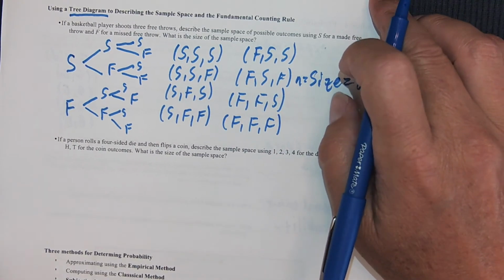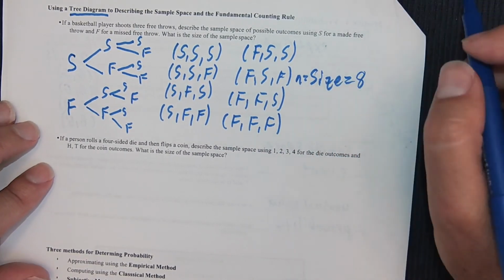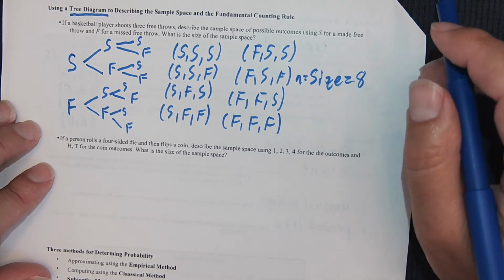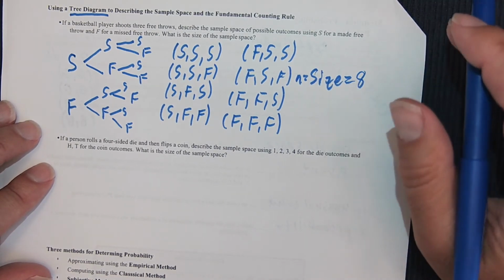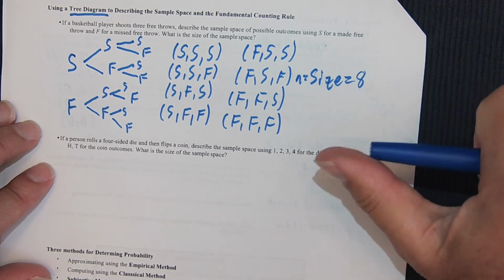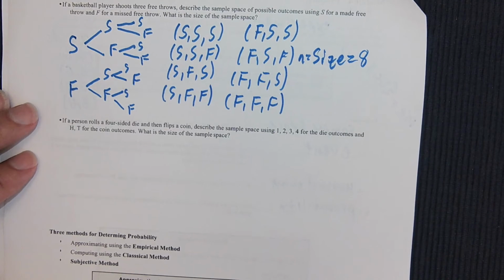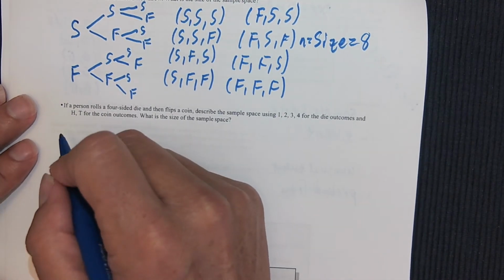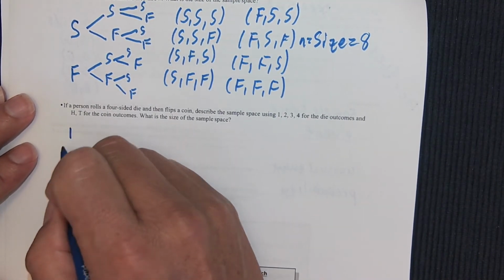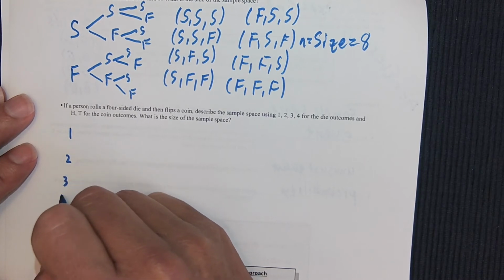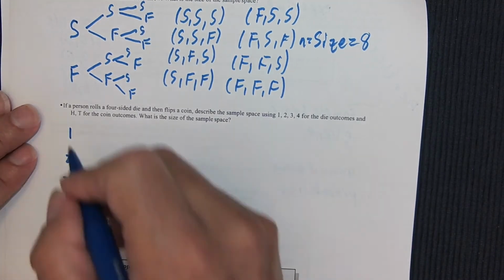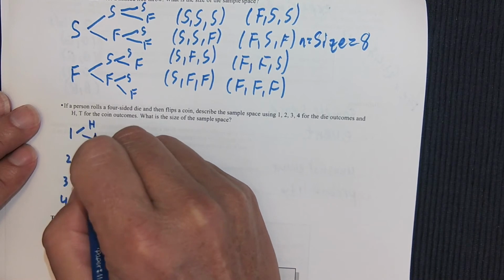If a person rolls a 4-sided die and then flips a coin, describe the sample space using 1, 2, 3, and 4 for the die outcomes, and H and T for the coin outcomes. So let's do a tree diagram again. So roll the die. We can get a 1, a 2, a 3, or a 4. Then we flip a coin. We either get heads or we get tails.